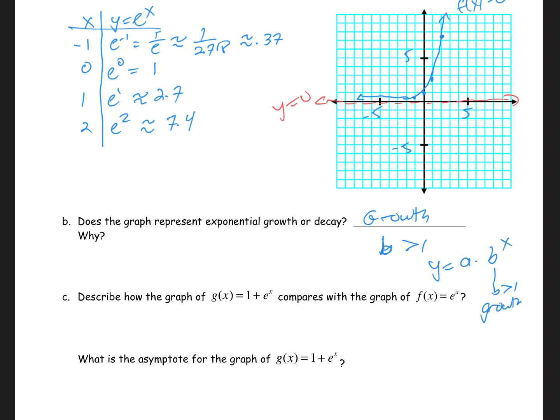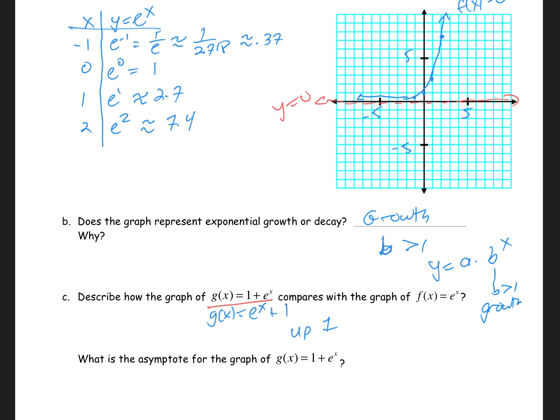Describe how the graph of g of x, so now we're going to have a transformation, 1 plus e to the x, compares with the graph of the parent function, f of x equals e to the x. What's happening here is the 1 is actually a vertical shift up 1, because normally we would write it as e to the x plus 1. So this graph is shifted up 1.